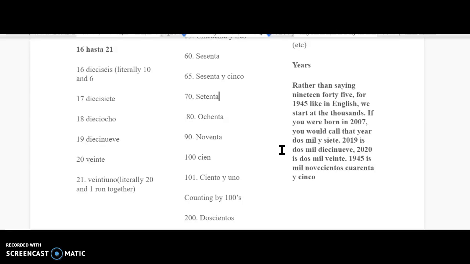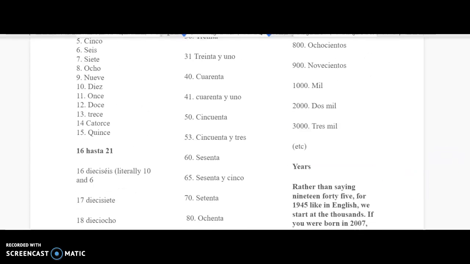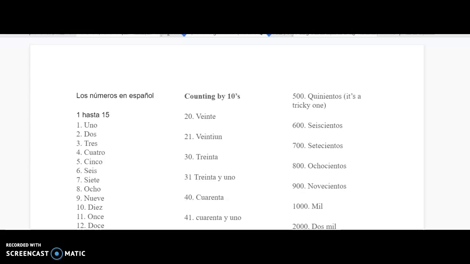And if you want to make a guess about how old I am, yo nací, I was born, yo nací en 1969. I'll say that one more time. 1969. Alrighty, that's all I've got for you about the numbers for today.